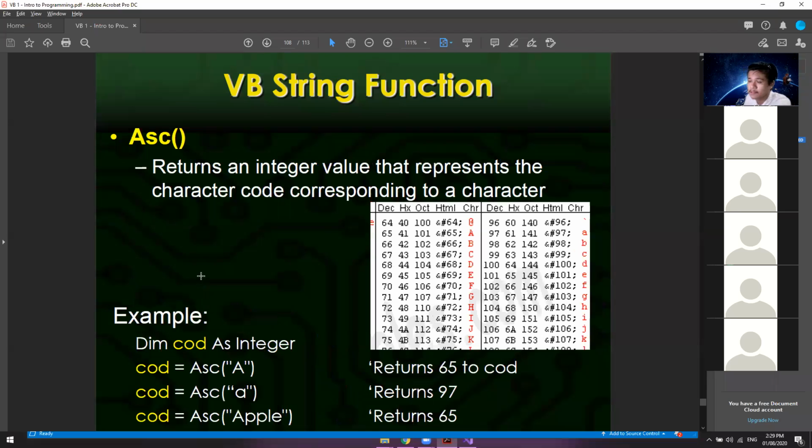Okay? And then ASC, the ASCII code function, is the opposite. If you want to get the ASCII code of A, you can, and it will return 65. This is for when you want to get the decimal value of a character code. So A is 65, B is 66, E is 69, and so on and so forth. For small letter a, it's 97.